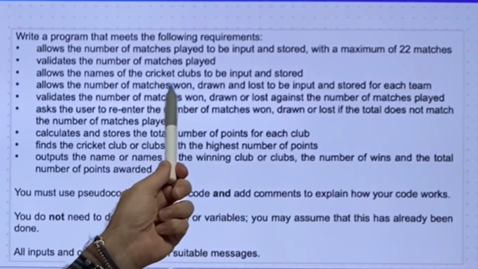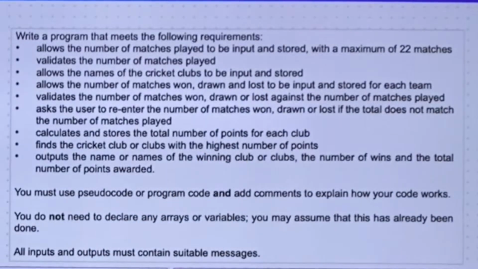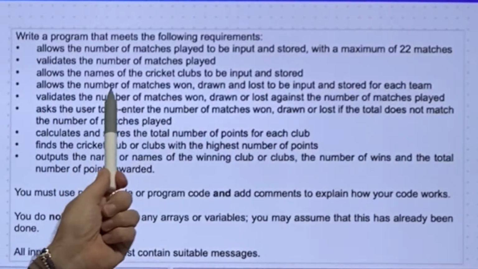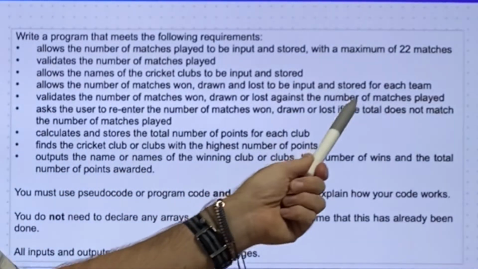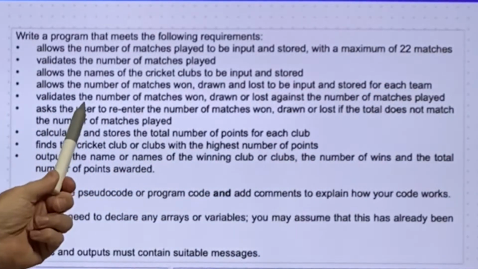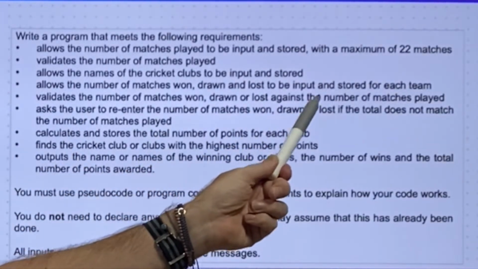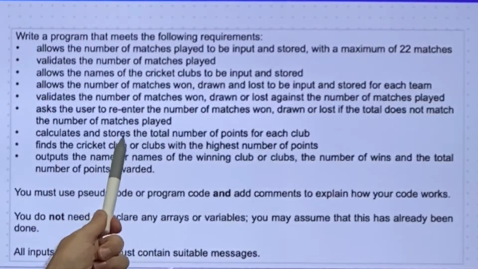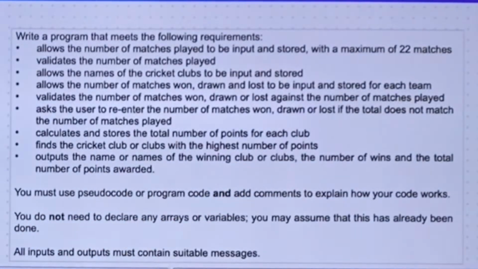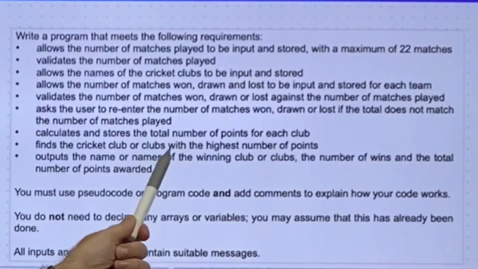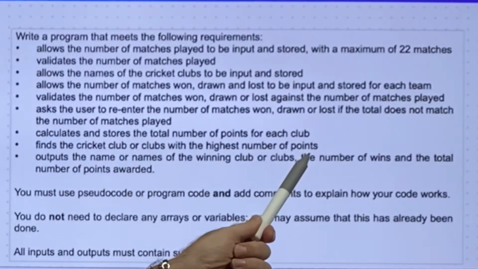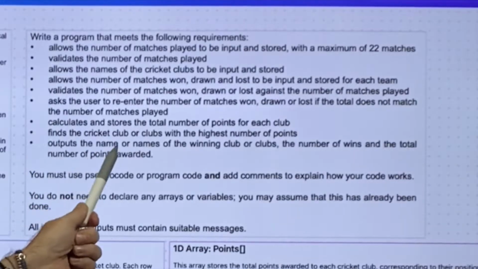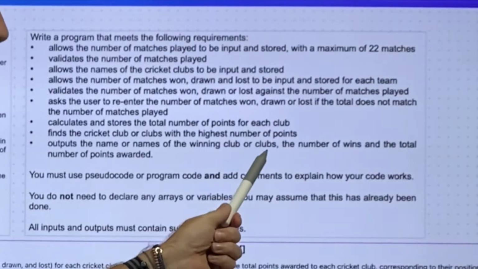Allow the number of matches won, drawn, or lost to be inputted and stored for each team. Validate the number of matches won, drawn, or lost against the number of matches played. Ask the user to re-enter the number of matches won, drawn, or lost if the total does not match the number of matches played. Calculate and store the total number of points for each club. Find the cricket club or clubs with the highest number of points, so we're going to be looking at this array. Output the name or names of the winning club or clubs.